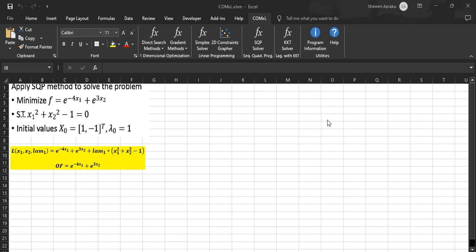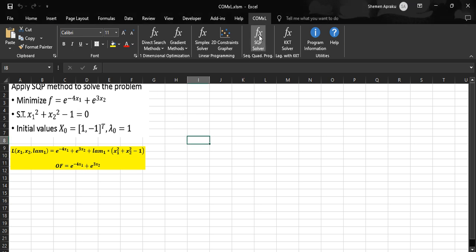So in here, there's only one constraint, so there will be only one Lagrange multiplier. So the Lagrangian function of the problem is going to be exponential minus 4x1 plus exponential 3x2 plus the lambda 1, that is for the Lagrange of this constraint, times our constraint itself. And this is our objective function, that's over here.